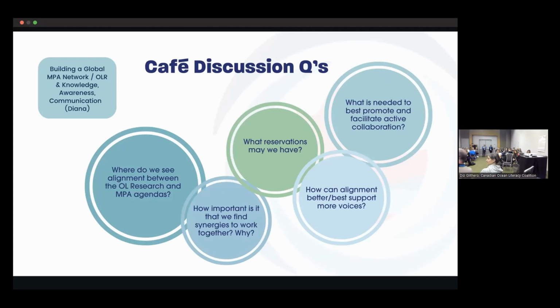What reservations may we have, that maybe both communities should not stick to a term? If ocean literacy does not work in a particular place or area, okay, we can just say connection. And also the ocean literacy groups need to recognize that in documents and things. And maybe that is an advance.